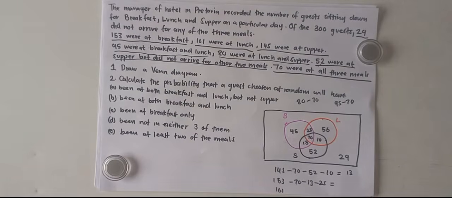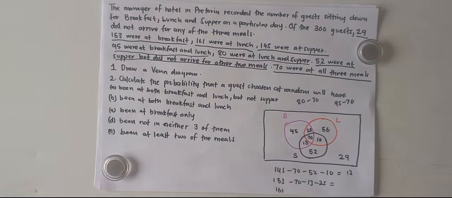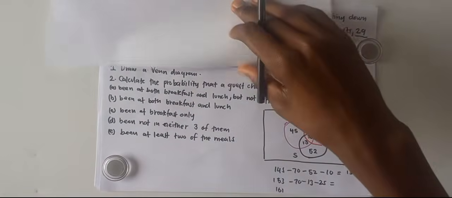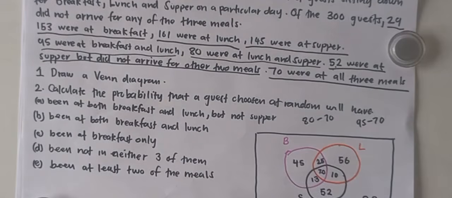So this is how to draw a Venn diagram when you have three events. This part is not challenging. The challenging part is how to answer the questions when you have a Venn diagram like this. The first question says: calculate the probability that a guest chosen at random will have been at both breakfast and lunch, but not supper.